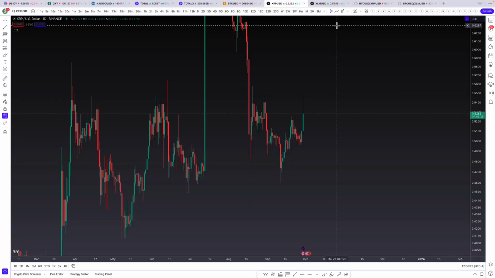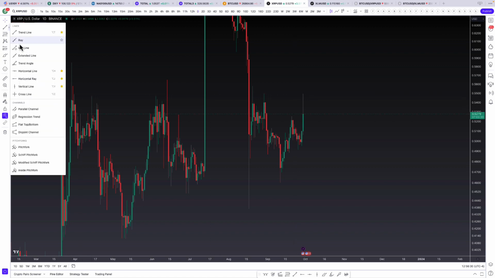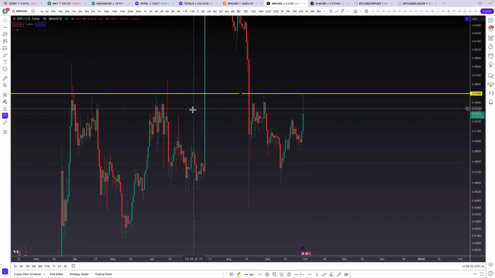XRP saw the pump that we were looking for. It went all the way up to 0.55 cents. That was the next key level that we said was going to be resistance that we needed to get above.